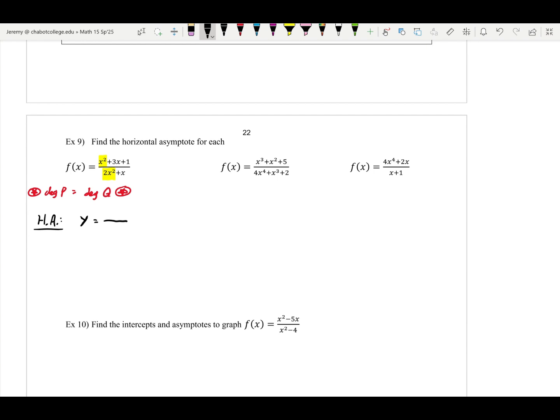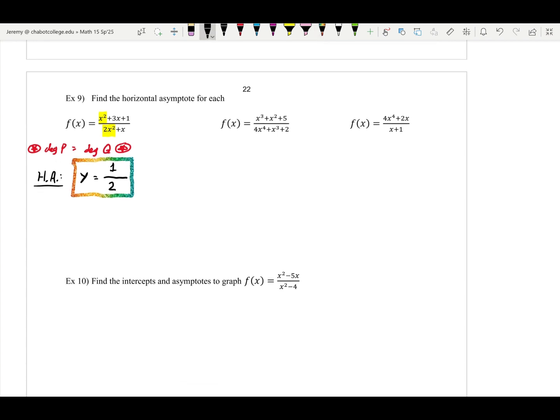So what is the leading coefficient of p? I'm just looking at the numerator. What is the coefficient on x squared? It's just 1. And what is the leading coefficient of q? It's just 2. All right, so our horizontal asymptote is going to be the line y equals 1/2. And you can totally verify this by using your graphing calculator, typing in the function and graphing it, and what you should see is the graph converging to this horizontal line, y equals 1/2. And that's what you will see.